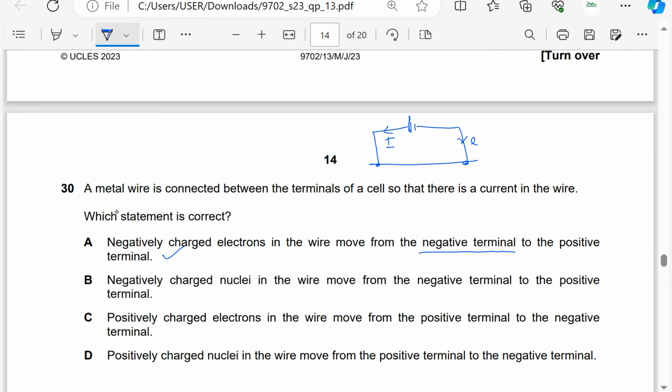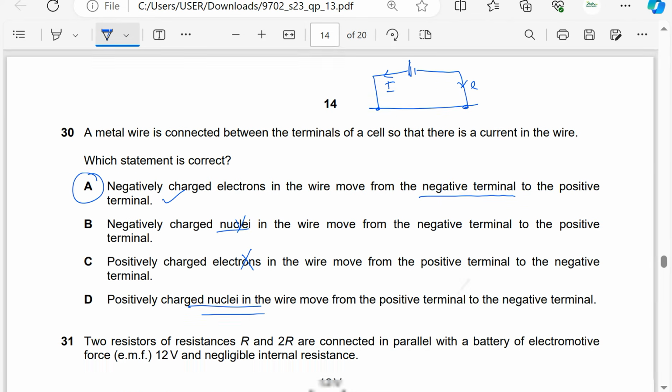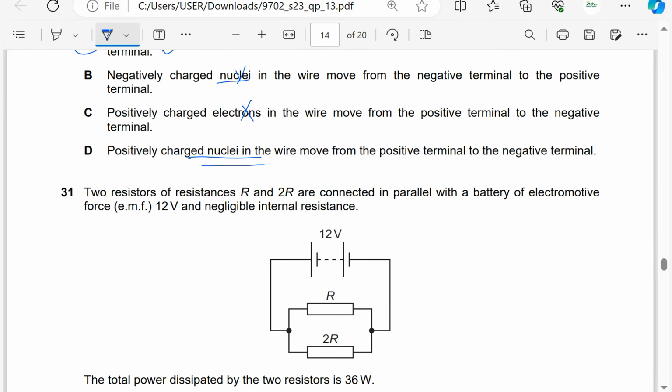That is correct. Negatively charged nuclei, the nuclei do not move. There are no negatively charged nuclei in a wire. Positively charged electrons, there are no positively charged electrons in a wire. Positively charged nuclei in the wire move from the positive terminal to the negative terminal. A current in a wire is due to flow of charge carriers, which are the negative electrons. So the answer is going to be A. Electrons flow from a negative terminal to the positive as current flows from positive to negative. So the answer is A, according to Benjamin Franklin.